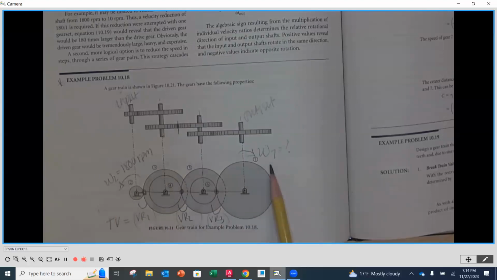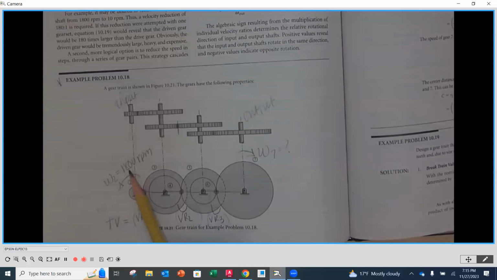We want to know, what is W7 doing? Okay. So train value wise, we have to figure out what is the velocity ratio between 2 and 3, between 4 and 5, and between 6 and 7. By knowing those, we can multiply each one of these together, and that's going to give us our train value.